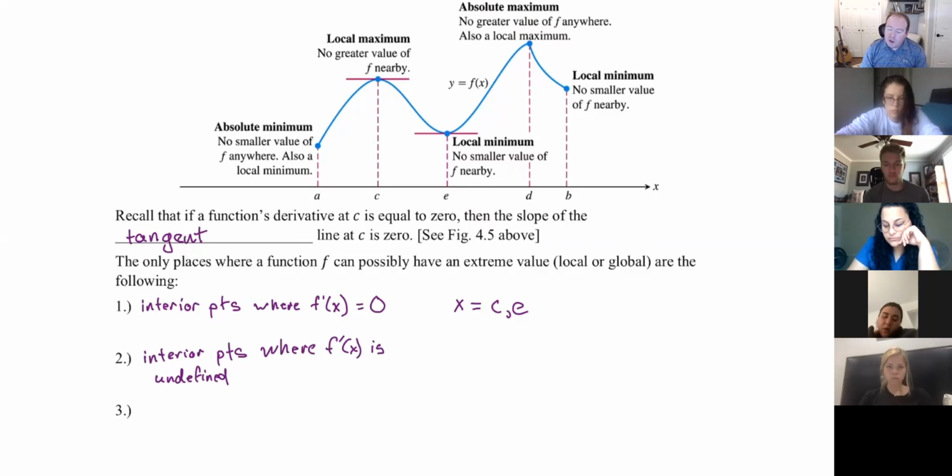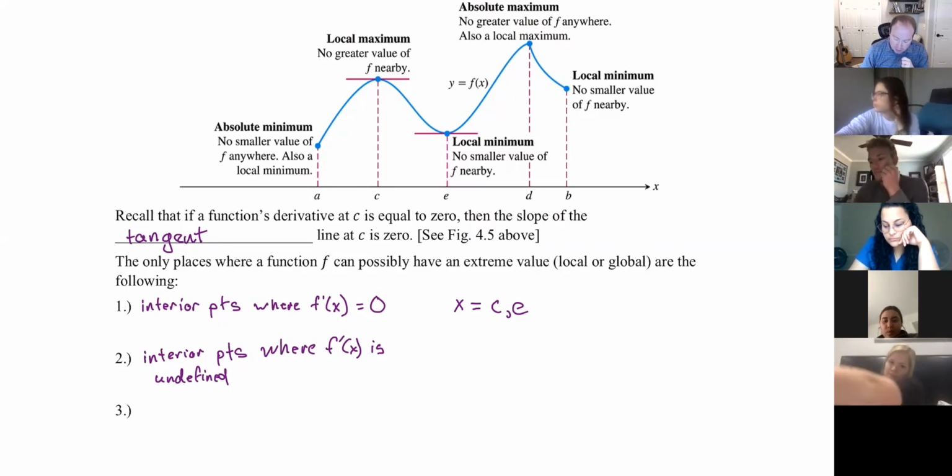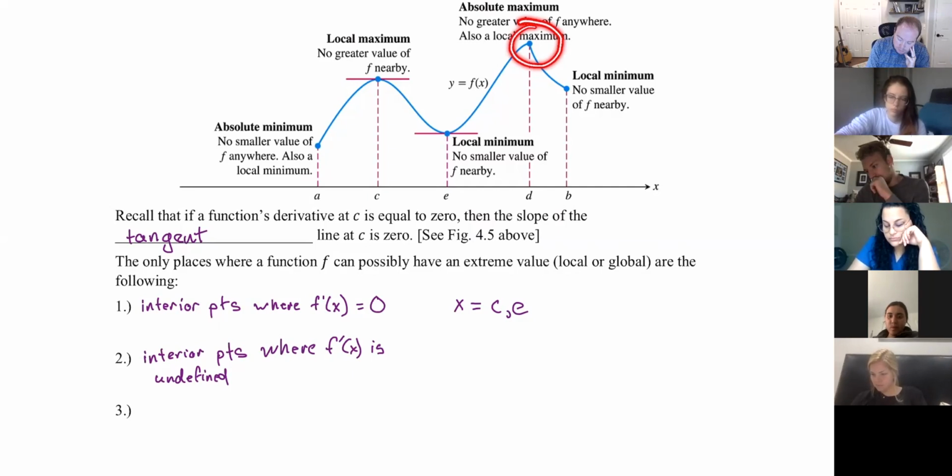Where are functions undefined? Typically like negatives under a square root, or denominators in a fraction, or negatives inside a logarithmic function. So there's a lot of scenarios where the derivative may be undefined. There's only one scenario in the graph above where the derivative is undefined. Where would that be? Right there at D. So x equals D is where the derivative is undefined.